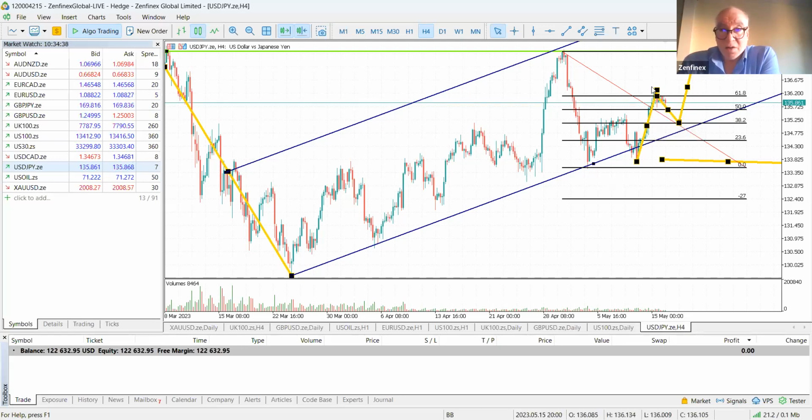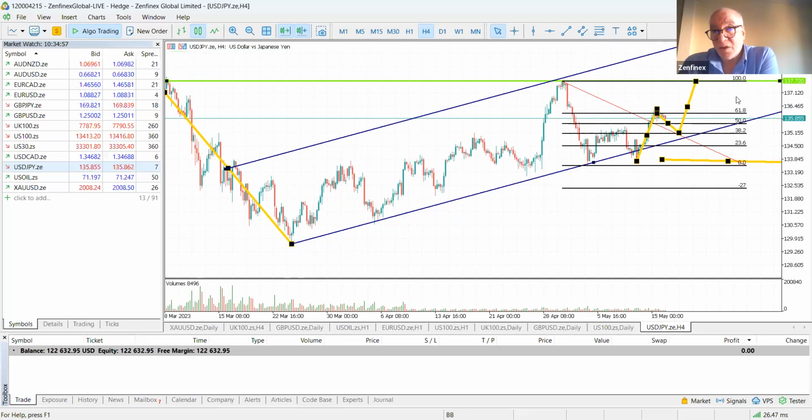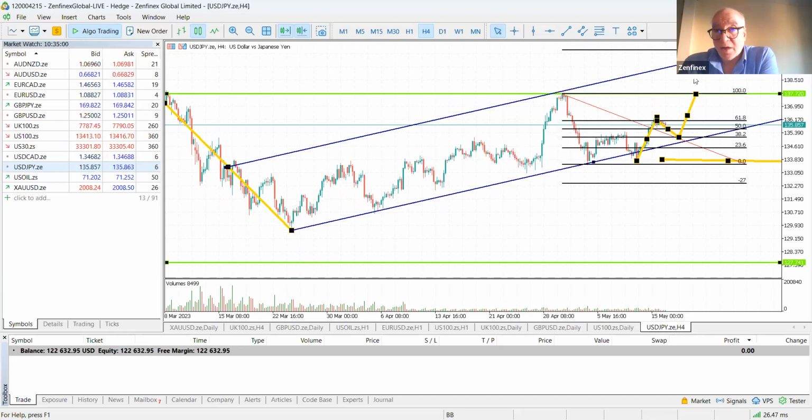So the area that you need to watch is this one-to-one, this 38.2. Does it hold or does it break? If it holds and starts its journey up, then there is a very good chance that it will continue breaking this and retest this. And often with fibs, it will actually go to a 27% extension of this downward range.